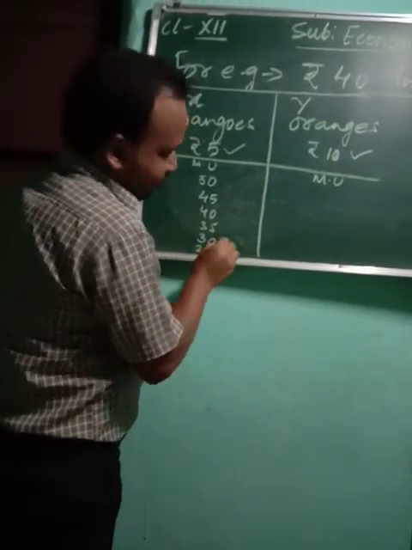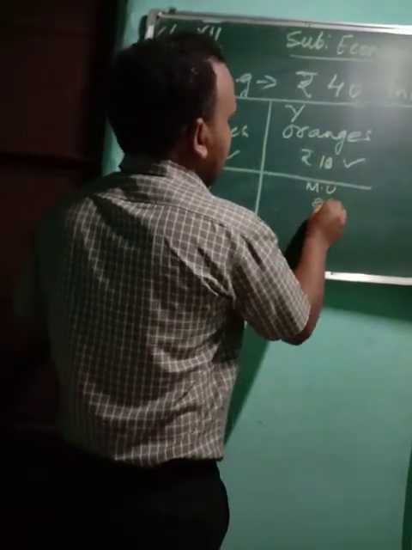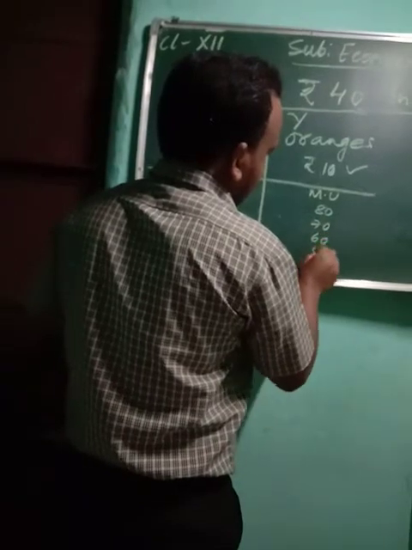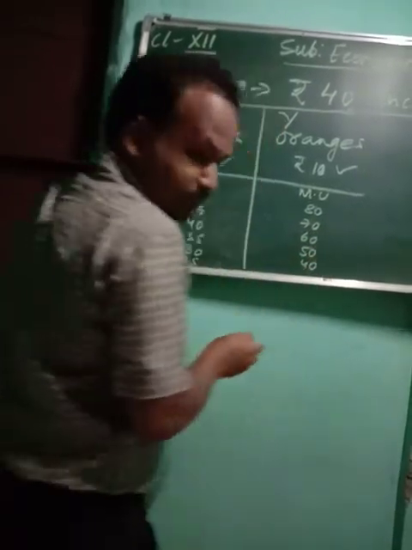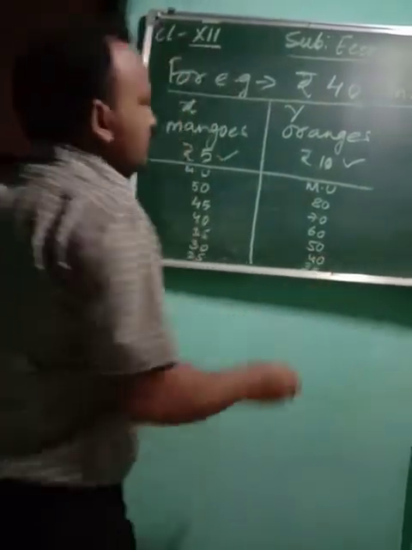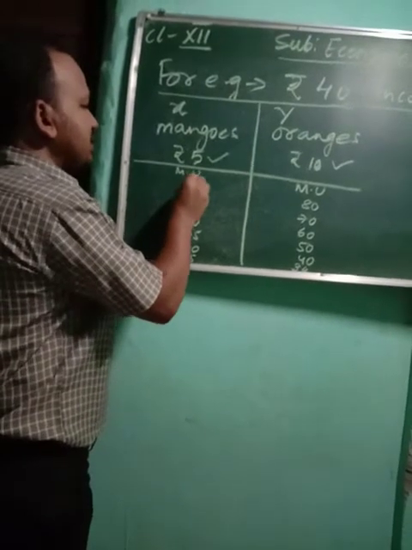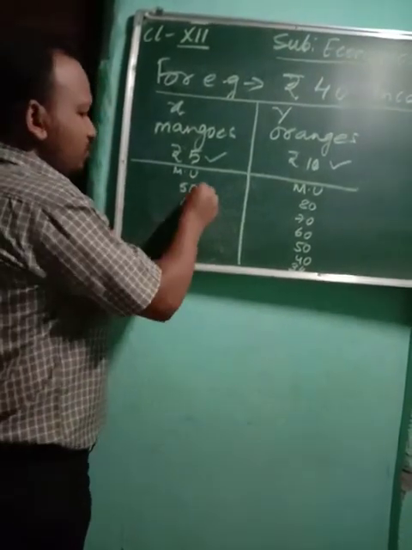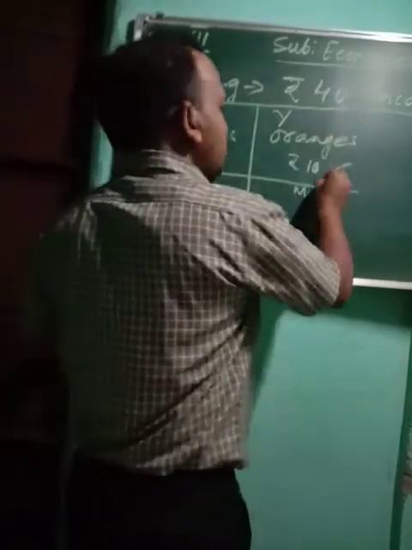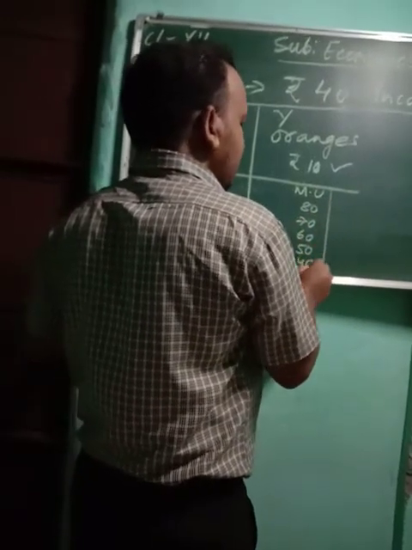30, 25. And the marginal utility of oranges we take as 80, 70, 60, 50, 40, 30. So you see, marginal utility always decreases, it always diminishes. So 50, 45, 40, 35, 30. The marginal utility of oranges will also decrease: 80, 70, 60, 50, 40, 30.